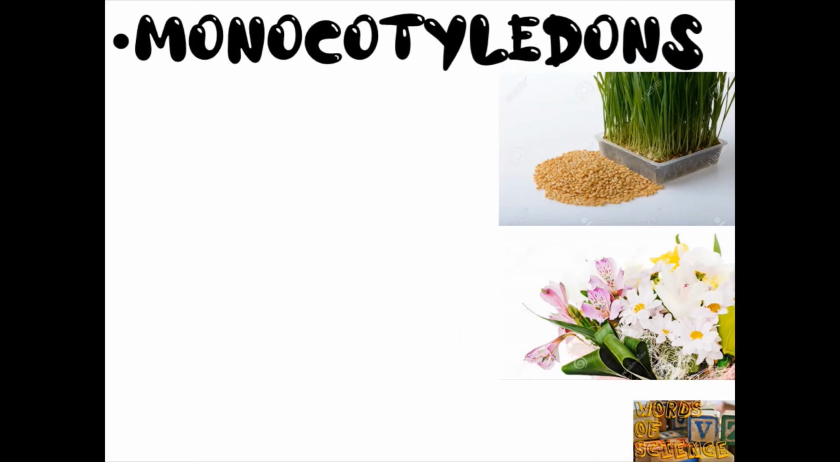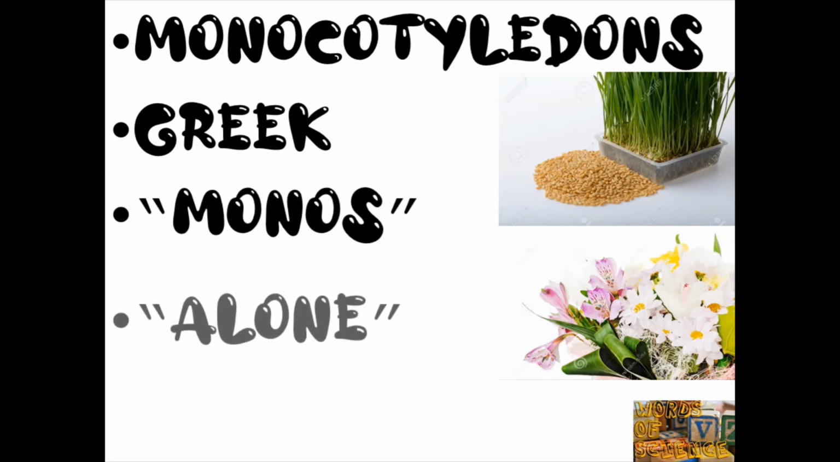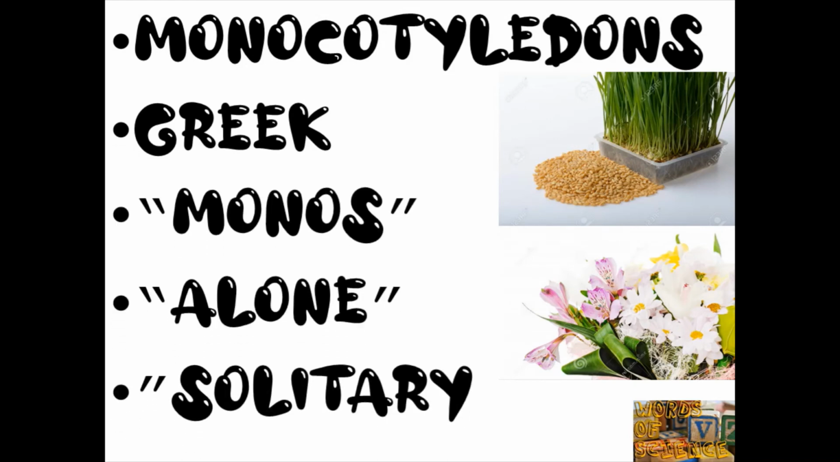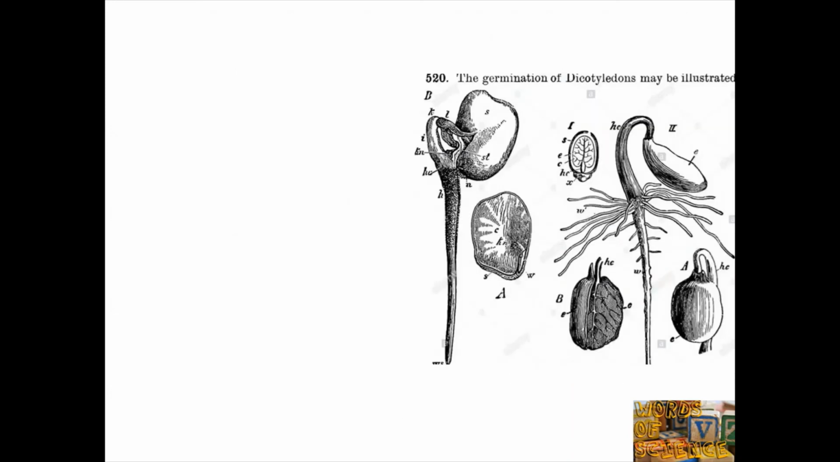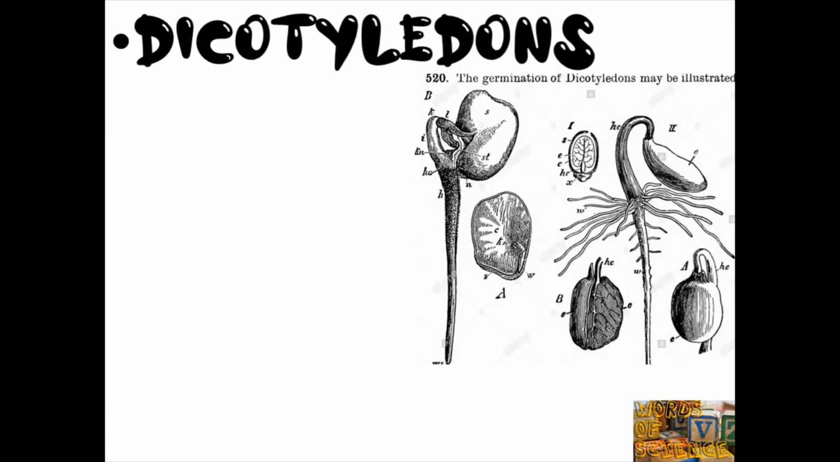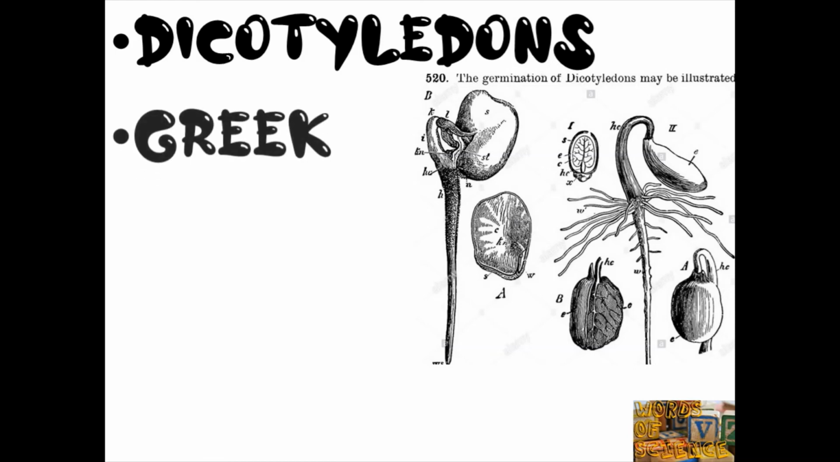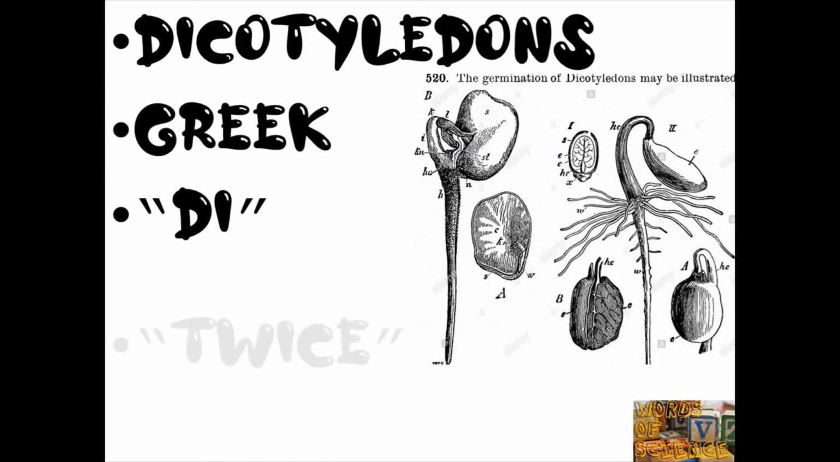The monocotyledons, the Greek monos means alone or solitary, include all the grains and grasses as well as some flowers such as lilies and orchids. Most angiosperms, however, have two such leaves and are dicotyledons, the Greek word di meaning, of course, twice.